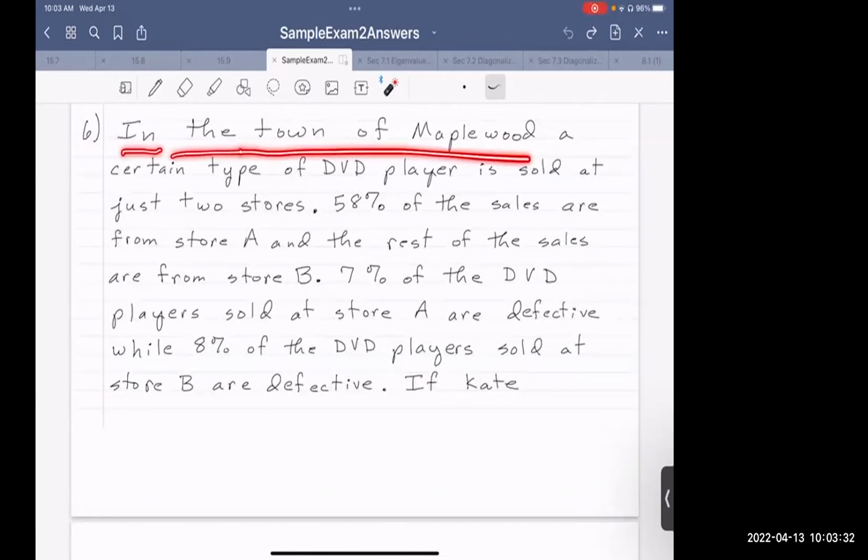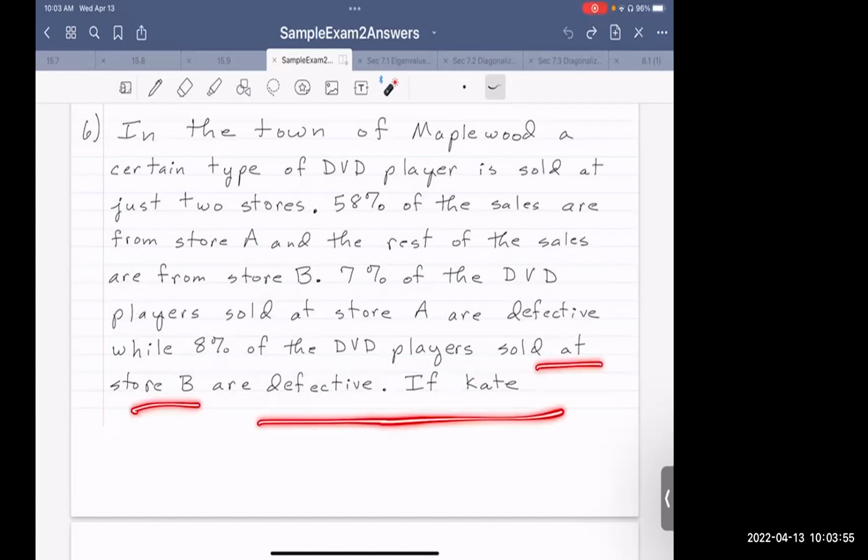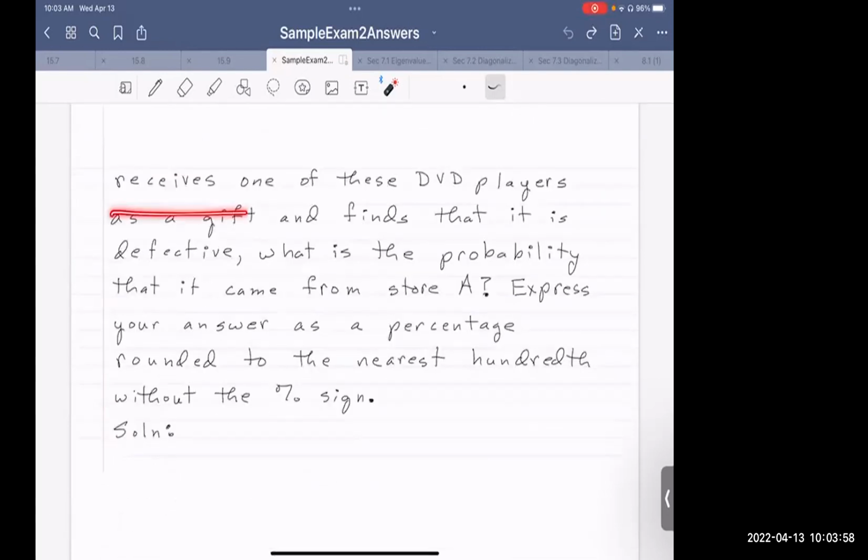Let me do problem number 6. In the town of Maplewood, a certain type of DVD player is sold at just 2 stores. 58% of the sales are from store A, and the rest of the sales are from store B. 7% of the DVD players sold at store A are defective, while 8% of the DVD players sold at store B are defective. If Kate receives one of these DVD players as a gift and finds that it is defective, what is the probability that it came from store A? Express your answer as a percentage rounded to the nearest hundredth without the percent sign.